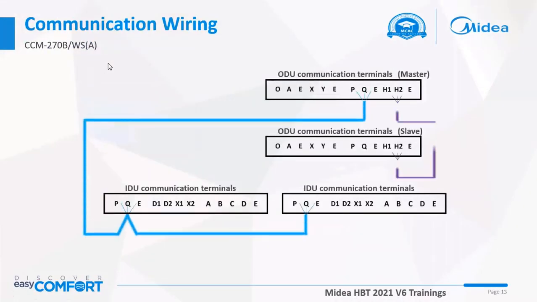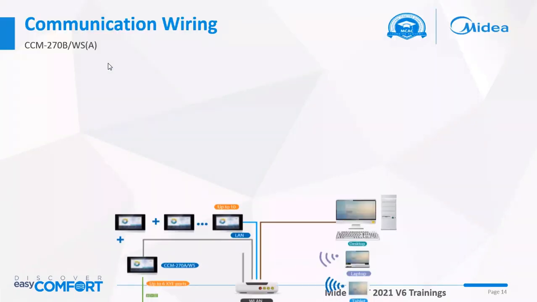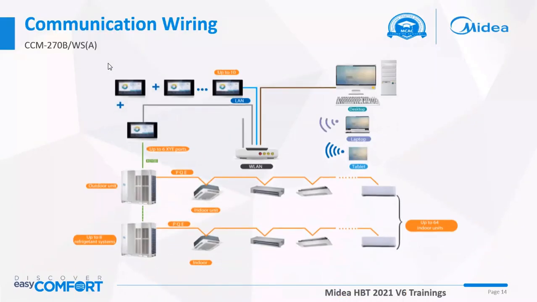Let me show you some wiring, very simple. How to connect the XYE from the outdoor unit side to the XYE port of this. Here, this is important. I just explained that you can connect 10 with one computer. How will you connect these 10 with one computer? The outdoor unit side is clear, right? You can connect through the XYE port.